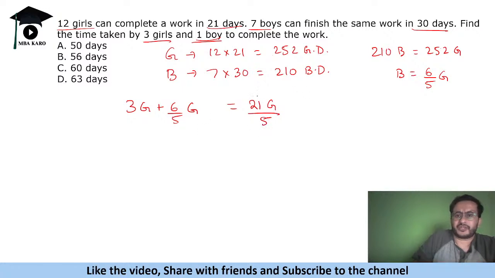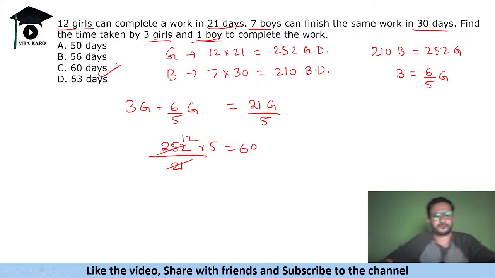Right. So one girl takes 252 days, meaning if there is one girl, 252 days. So we'll divide 252 by 21 by 5. Okay, so we will get 12 into 5, 60 days. So in time and work, the proportionality is inverse. More people will take fewer days, and fewer people will take more days. That proportionality needs to be kept in mind. It is inversely proportional. Okay, so we'll get the answer as 60 days.